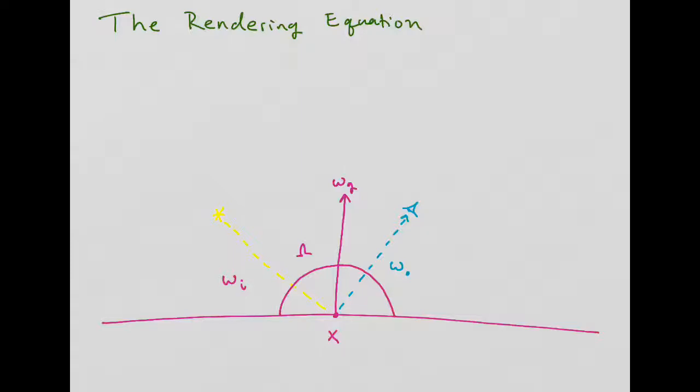First is omega I, which is the direction that the light is going in. Secondly, omega O, the direction that the light is heading towards. Omega G, which is the geometric normal. And we have this hemisphere that describes the surrounding directions around X.